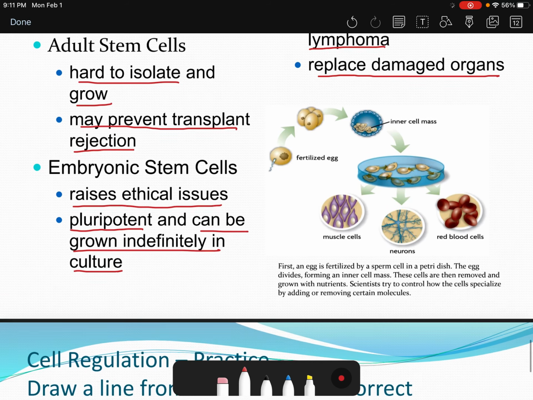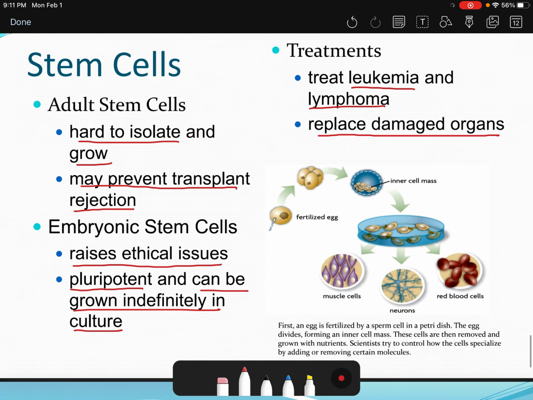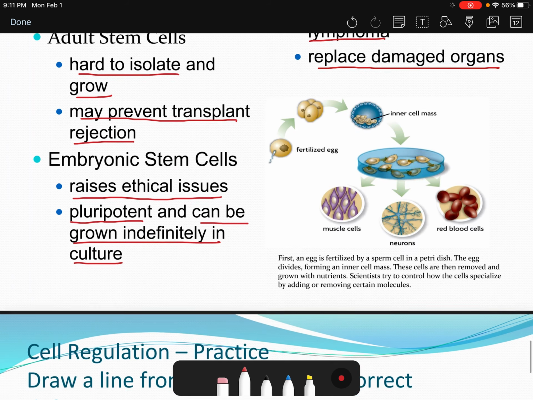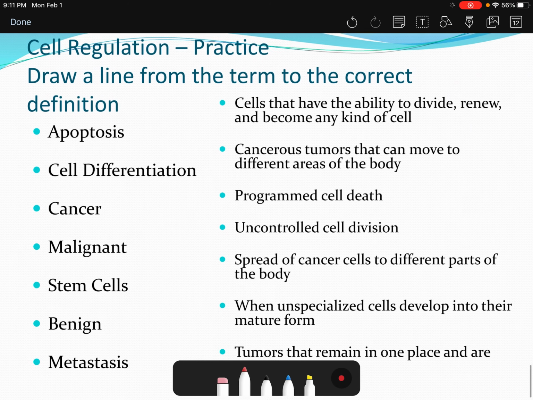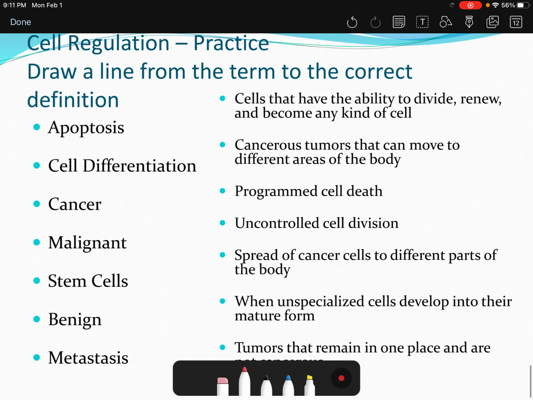And so some of the research that you guys are going to be doing for writing your paragraph this time around is that you're going to get a chance to watch some videos and then decide if you want to do some research on stem cells or cancer or telomeres. So just a little practice here. Let's see if we can do a little bit of matching here.